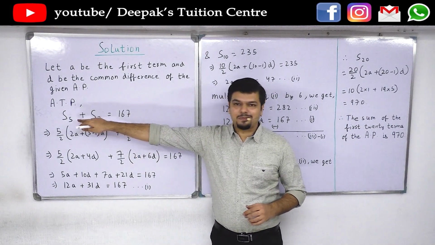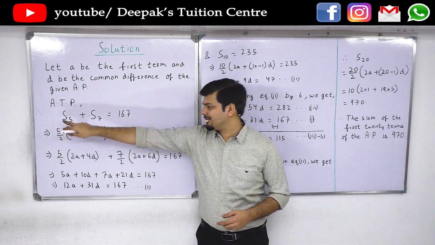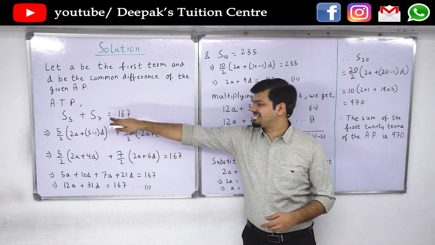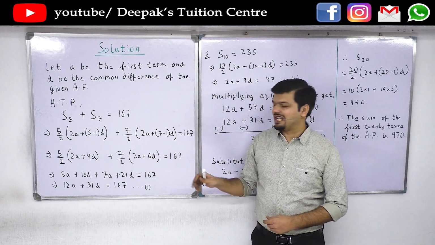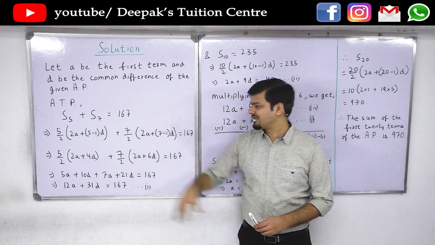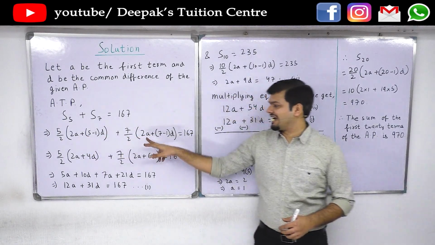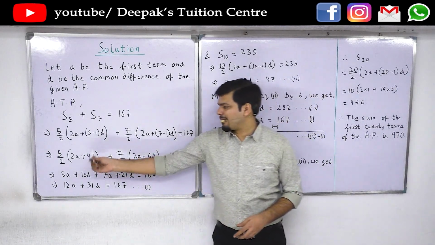So we apply the formula of Sn. So S5 will be 5 by 2 in brackets 2a plus (5 minus 1)d, plus S7 will be 7 by 2 in brackets 2a plus (7 minus 1)d, equals 167. 5 minus 1 is 4, so therefore 2a plus 4d, and 7 minus 1 is 6, so 2a plus 6d. Now we open the brackets.